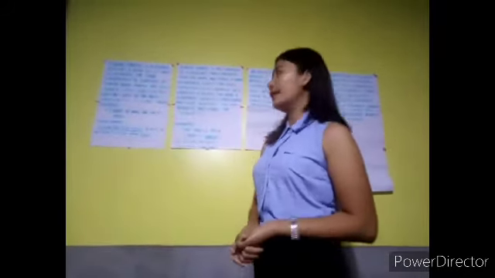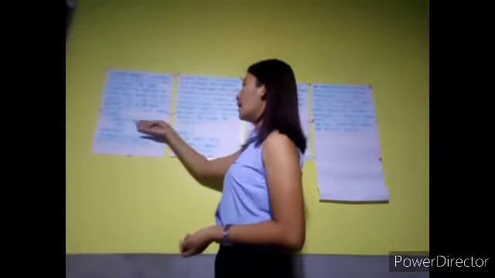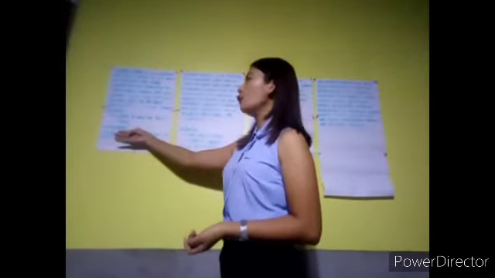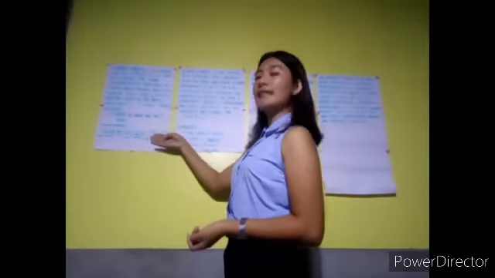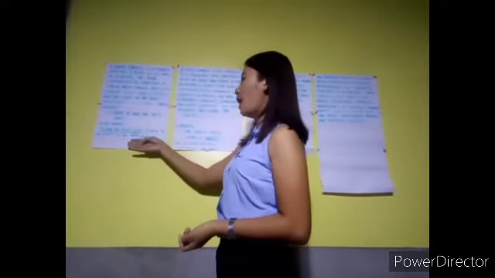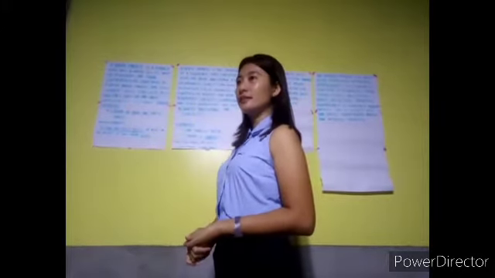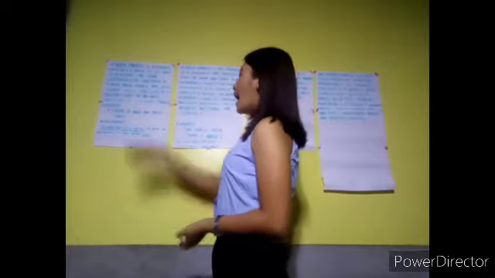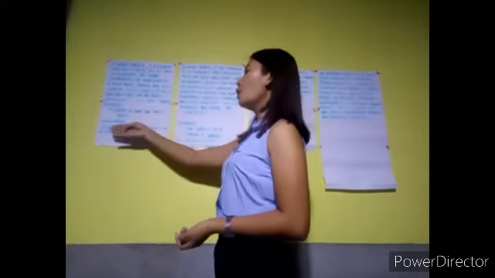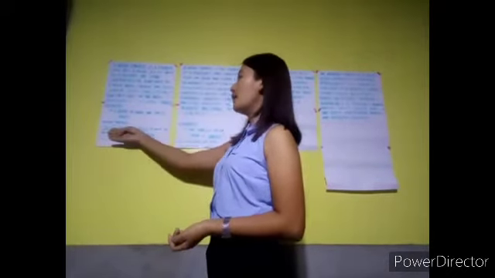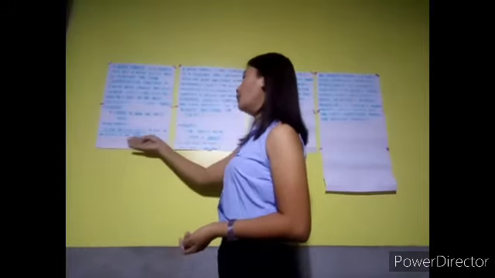So, I have an example. The first example is, I hope to win the first prize. The noun phrase of the sentence is to win the first prize. It acts as the object of the verb try. Did you get it, class? Again. I hope to win the first prize. The noun phrase of the sentence is to win the first prize. It acts as the object of the verb try.